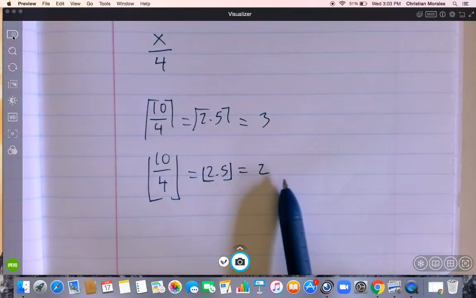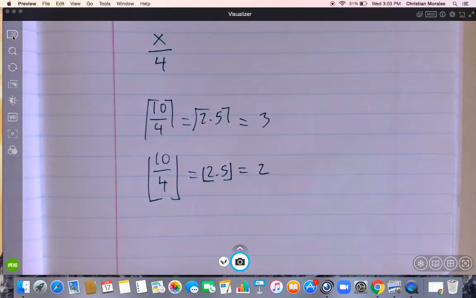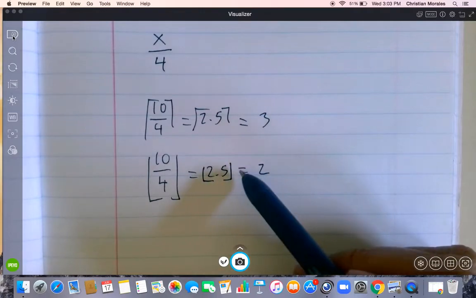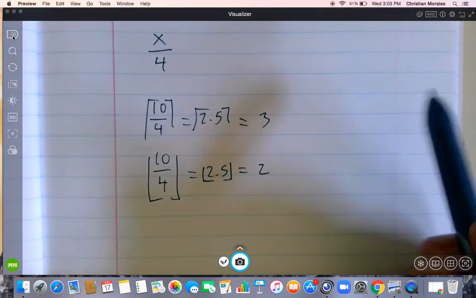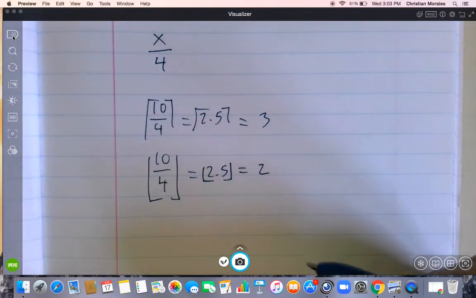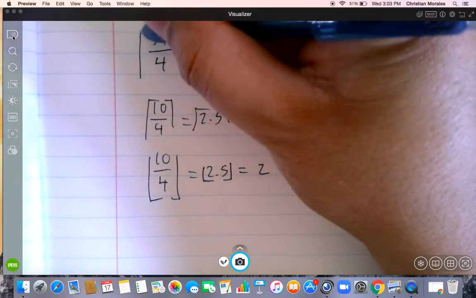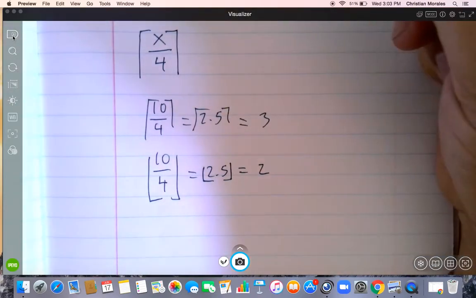So let's think about that. You have 10 players, do you need 3 cars or 2 cars? You need 3. You need 3 cars. You don't have half a car, and if you only use 2 cars, you're going to be short 2 players. So the best thing to do in this function is to round it up when you're done working with it.